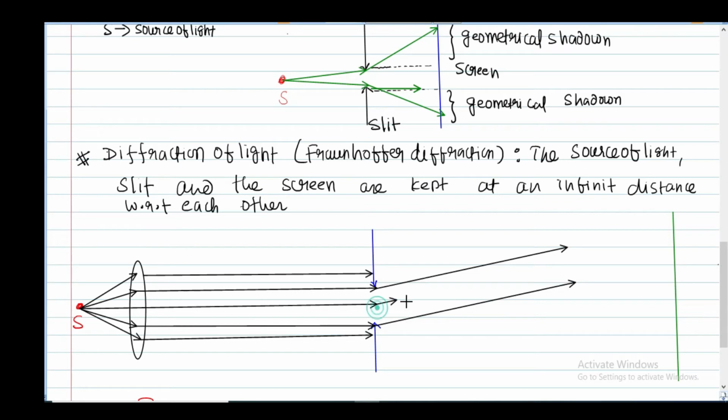Again, you can see all the light rays are parallel to each other. They cannot converge. So in order to make them converge, we will place one lens in the path, such that the screen is placed at the focus. If you place one convex lens here, a converging lens, then all the light waves will converge at some point like this. You can see it there.